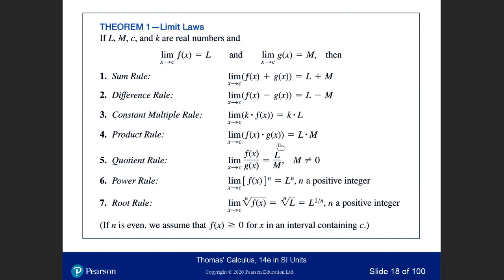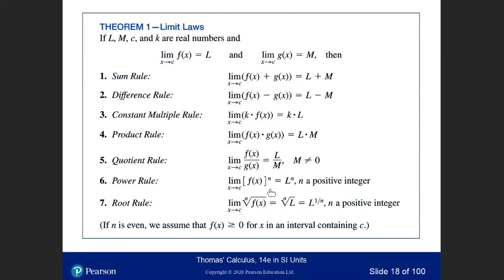If you multiply two functions, the limit of the multiplication of the functions is the multiplication of the limits. Same is true for division. Of course, M should not be 0 here in order to define this limit. So the limit of the ratio of the functions is the ratio of the limits.